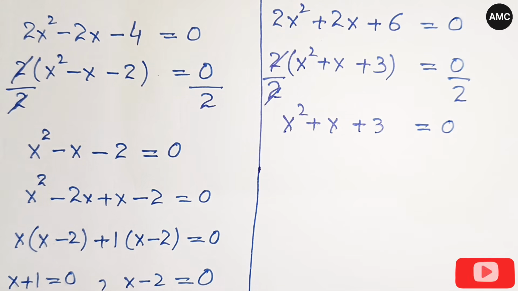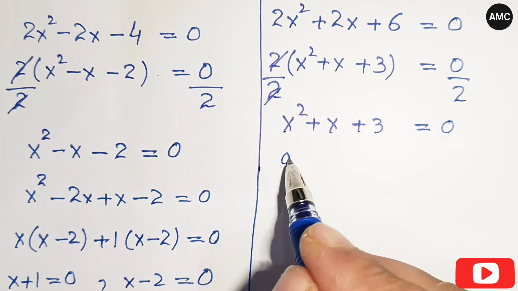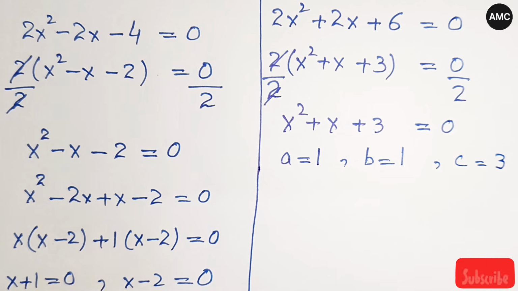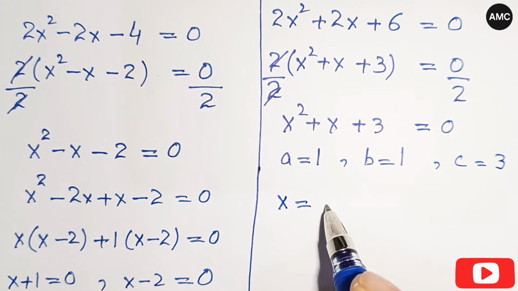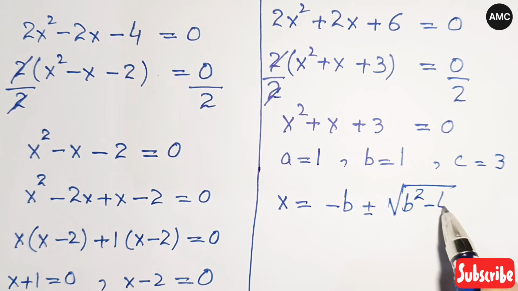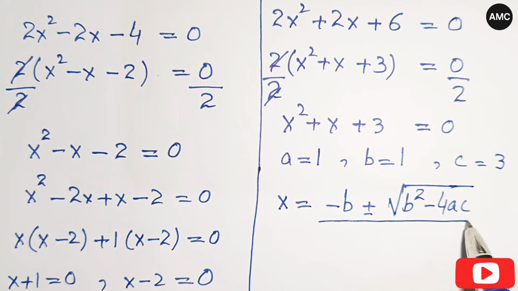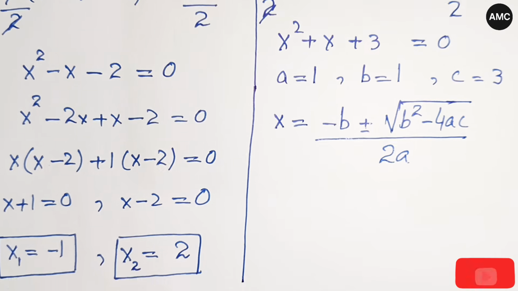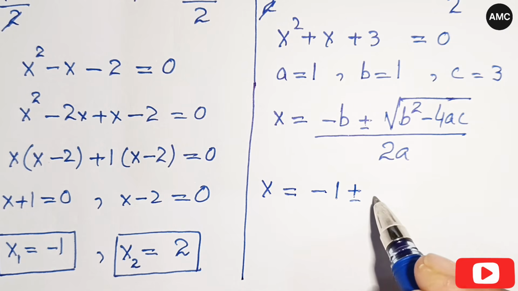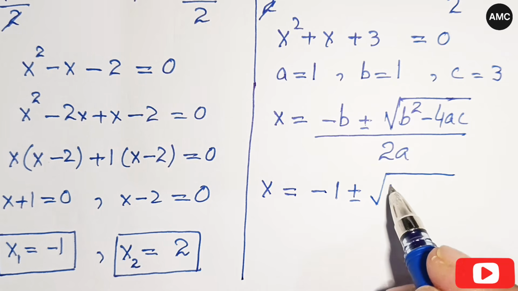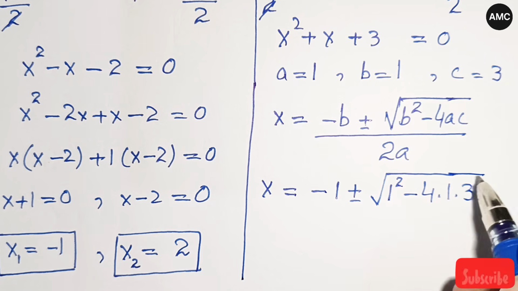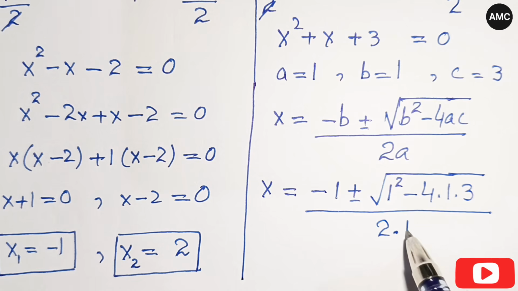It is a quadratic equation. We have to solve this by using the quadratic formula. Here we have value of a is 1, b is equal to 1, and c is equal to 3. Using the quadratic formula, which is x is equal to minus b plus minus square root of b squared minus 4 times a times c all over 2 times a. Putting the values of a, b and c, we get x is equal to minus 1 plus minus square root of 1 squared minus 4 times 1 times 3 all over 2 times 1.